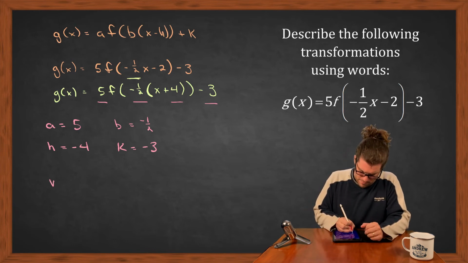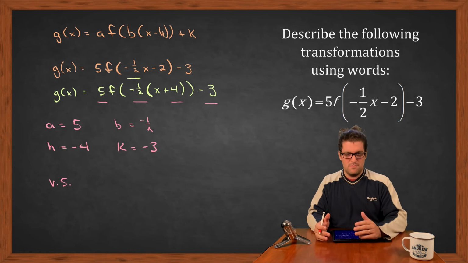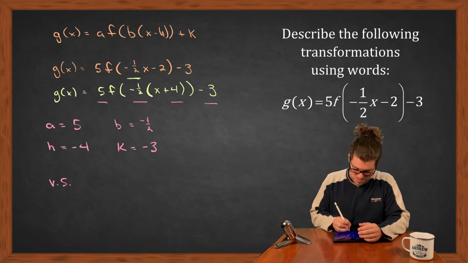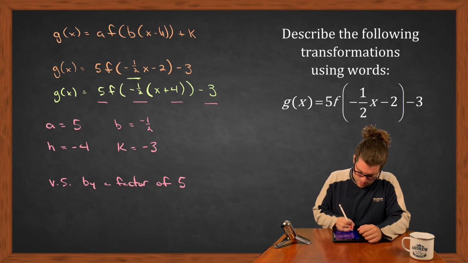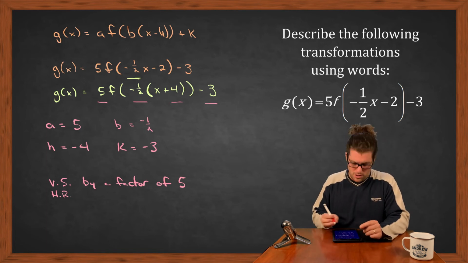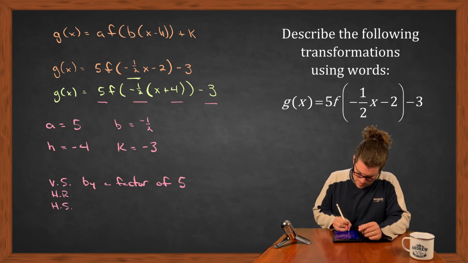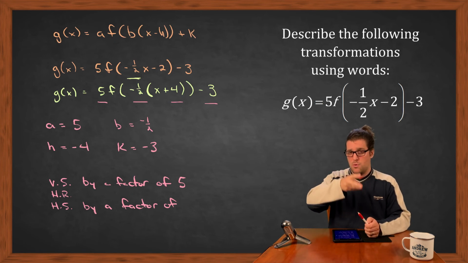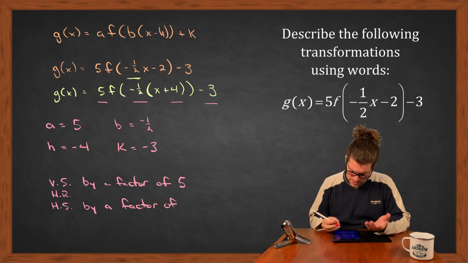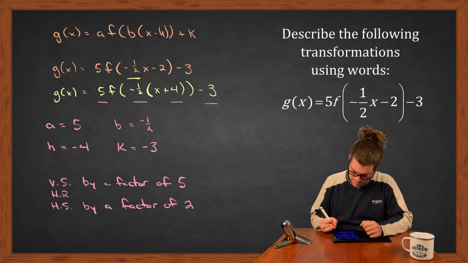From here I can just read off what all the transformations are. I'm going to use abbreviations because I'm lazy. We have a vertical stretch by a factor of 5. Next, we move over to the b value. This is a horizontal reflection, so I'm going to call it HR. But it's also a horizontal stretch, separately, by a factor of 2, because it's 1 over the b value. So it would be 1 over 1/2. Dividing by a fraction is the same as multiplying by the reciprocal, so that's 1 times 2 over 1, which gives us 2. So horizontal stretch by a factor of 2.